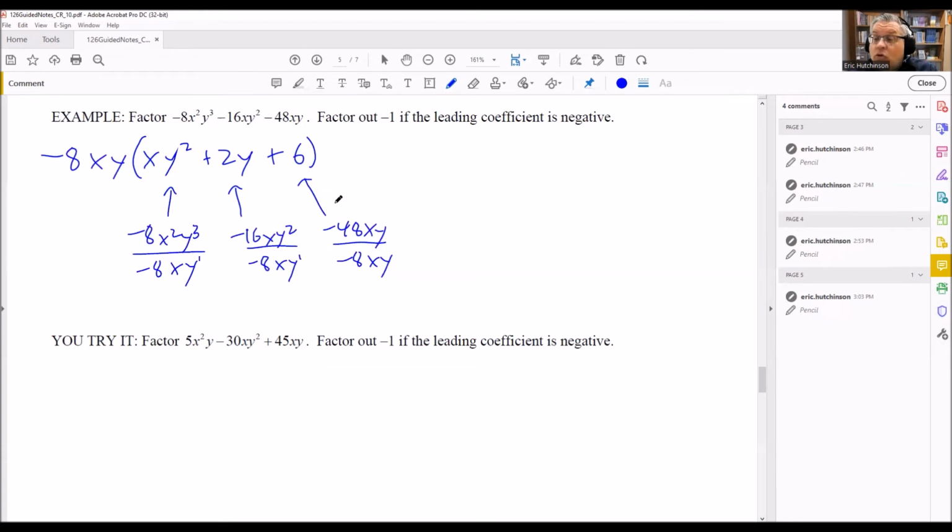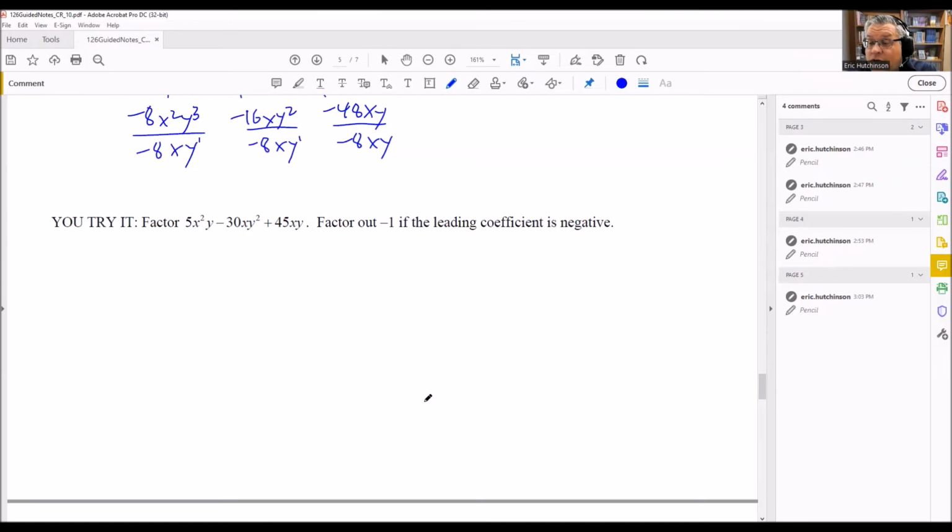We'll do one more of these kind where we have different variables. So I have a 5, a 30, and a 45. So 5 would go into all those. And then once again, the smallest power of x I have is x to the first. Smallest power of y is y to the first. Now I'm ready to factor it.